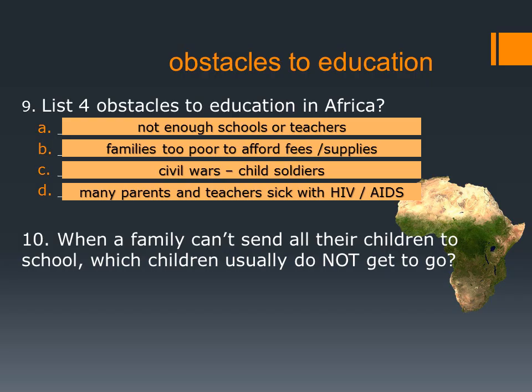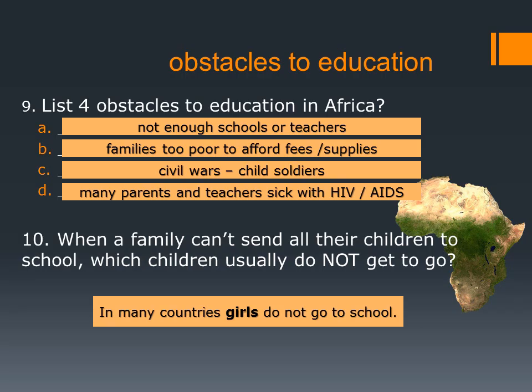When a family can't send all their children to school, this is number 10, which children usually do not get to go? Well, when families are too poor to send children to school, if they can afford to send one or two, the ones that don't go are usually the girls. In many countries, girls do not get to go to school.